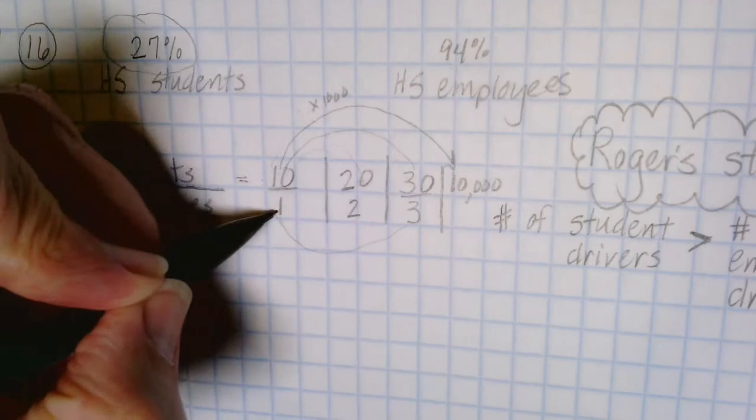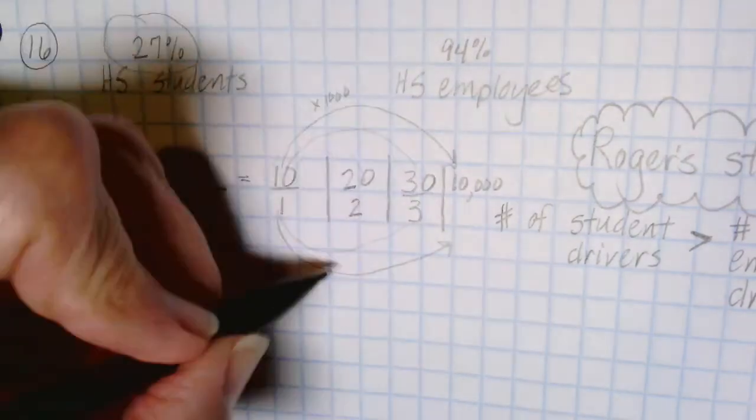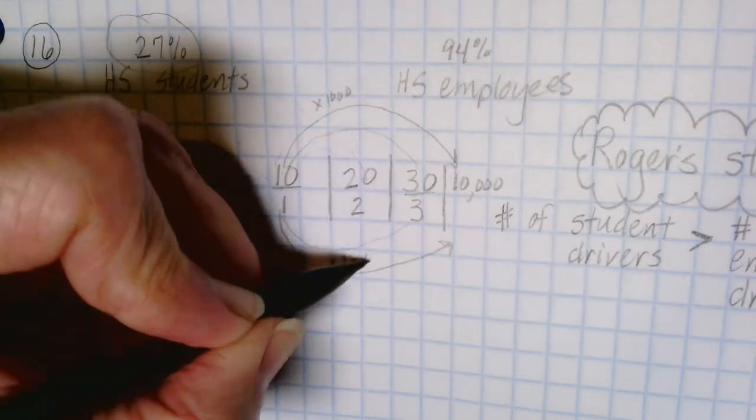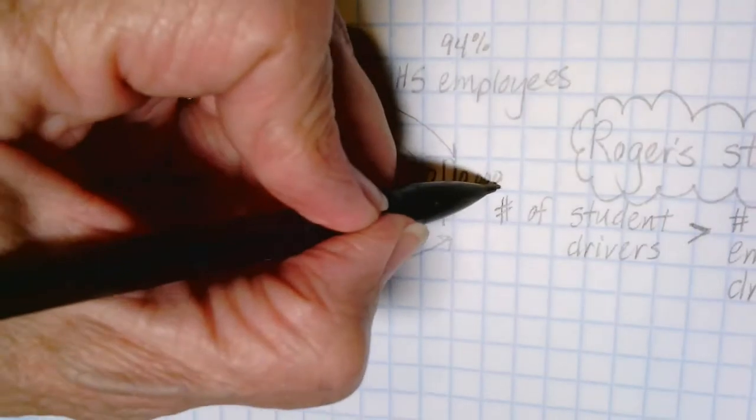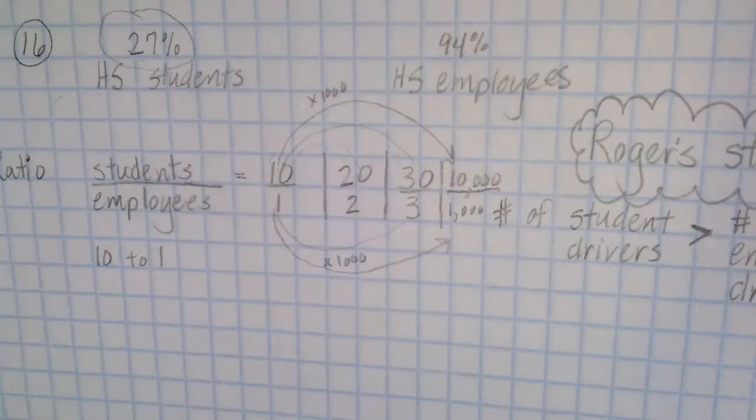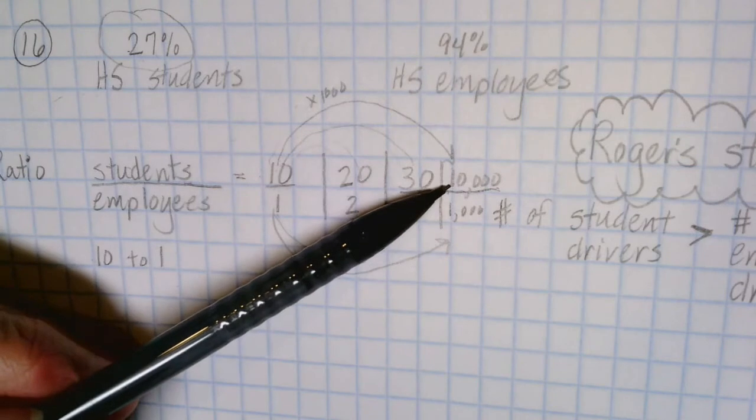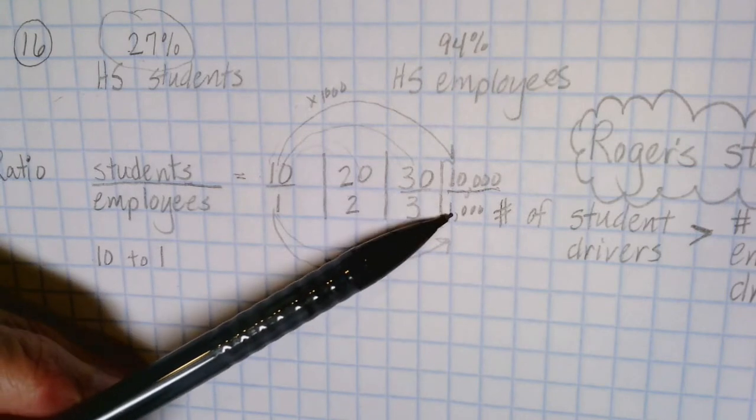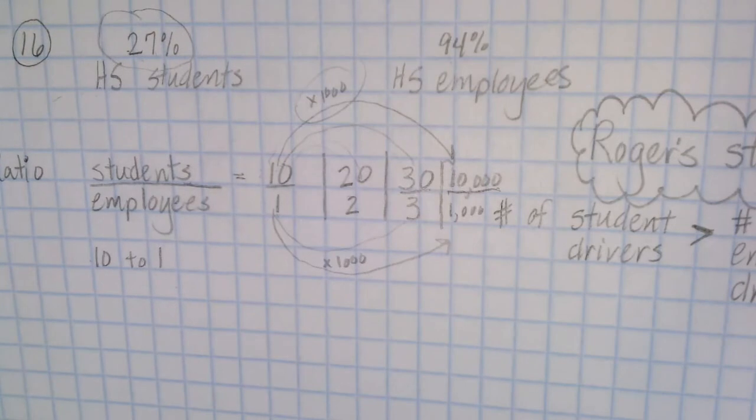But you know that I also have to multiply my one employee by 1,000 if I'm going to multiply my students by 1,000, and that's going to give me 1,000 employees. So now for every 10,000 students, there's 1,000 employees. Why did I choose 1,000 to multiply by?